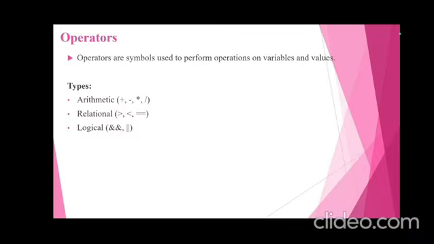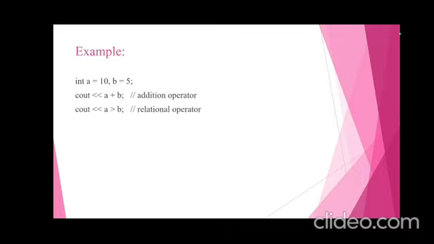In this example, two variables a and b are declared and initialized with values 10 and 5. The statement cout << a + b uses the arithmetic operator plus to add the two values and display the result. Similarly, cout << (a > b) uses the relational operator greater than symbol to compare the values of a and b.